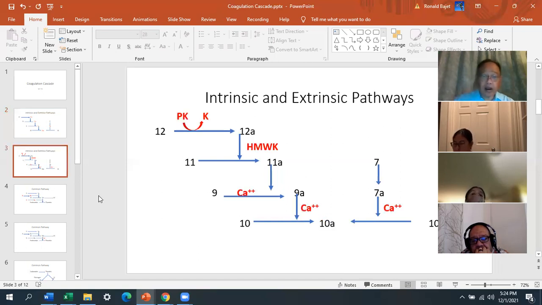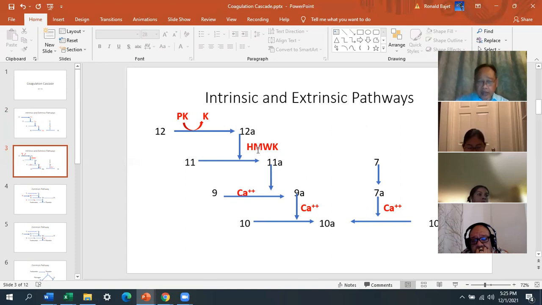The next thing are the cofactors. You got pre-K to K. Prekallikrein to kallikrein will catalyze the 12 going to 12A, and then the homework, 12A coming down. So PK to K is for 12 to 12A, and then homework is for 12A coming down. Okay, so the first two reactions have the prekallikrein, kallikrein, and the high molecular weight kininogen.